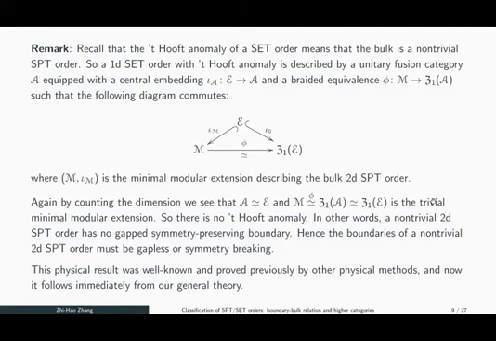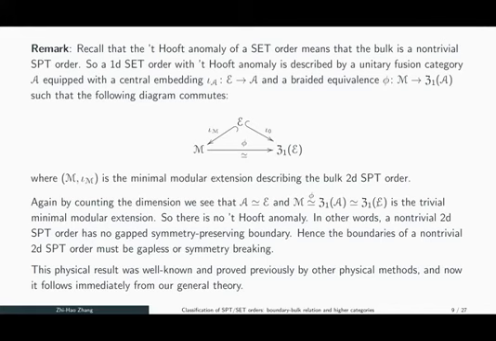Sorry, this diagram has some problem. The right-hand side there should be the center of A. Okay, but still we have the Frobenius-Perron dimension of A is equal to that of E. So A is equivalent to E, and M must be equivalent to the center of E. So M is indeed the trivial minimal modular extension. This tells us there is indeed no 't Hooft anomaly.